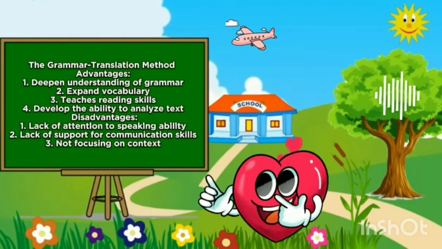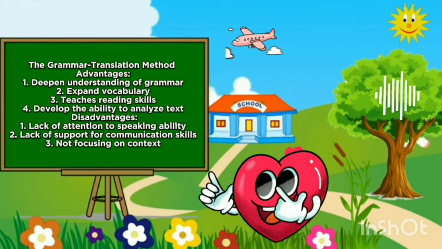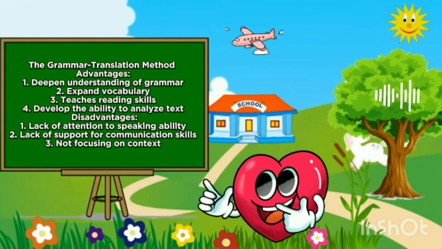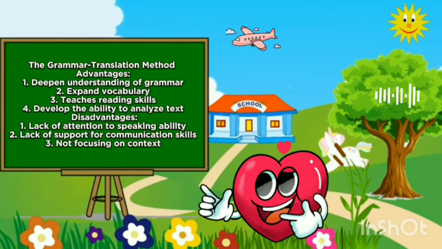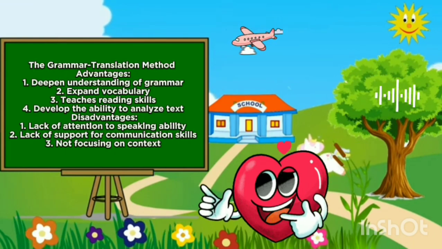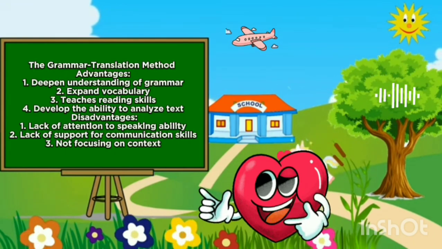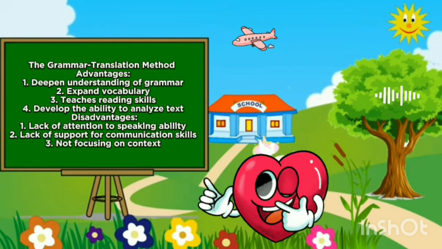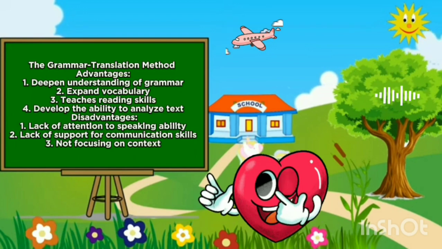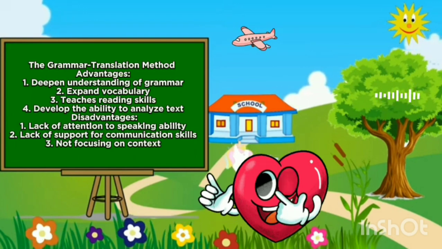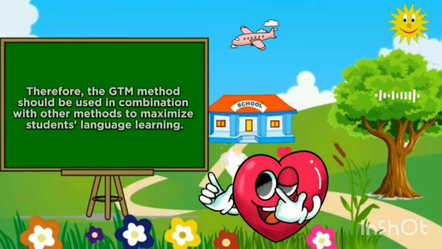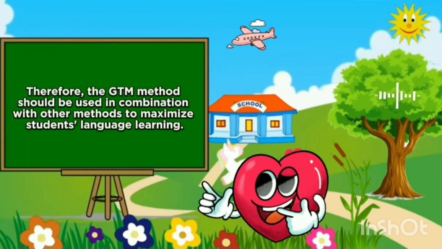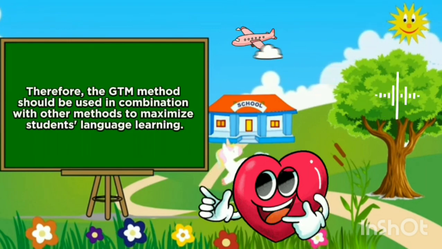The grammar translation method. Advantages: 1. Deepen understanding of grammar. 2. Expand vocabulary. 3. Teaches reading skills. 4. Develop the ability to analyze text. Disadvantages: 1. Lack of attention to speaking ability. 2. Lack of support for communication skills. 3. Not focusing on context. Therefore, the GTM method should be used in combination with other methods to maximize students' language learning.